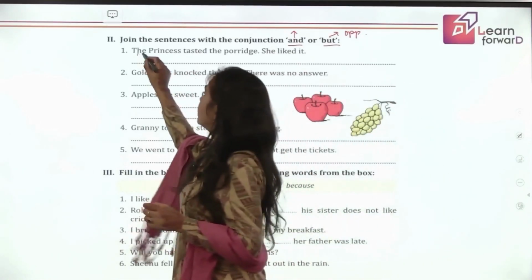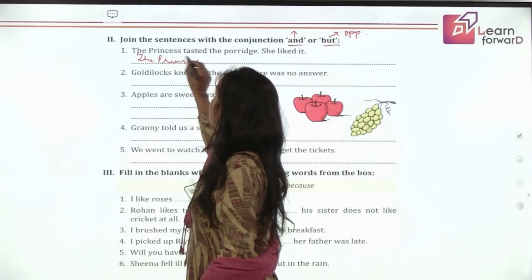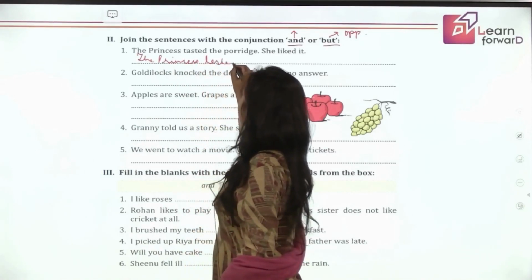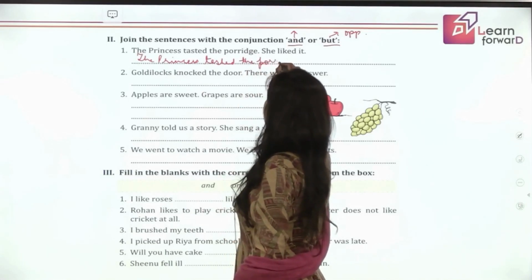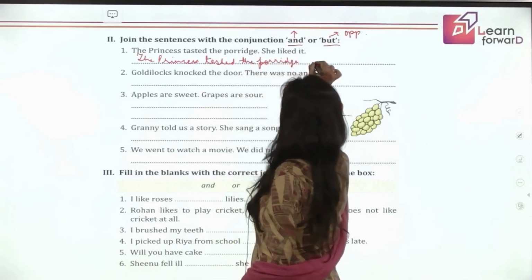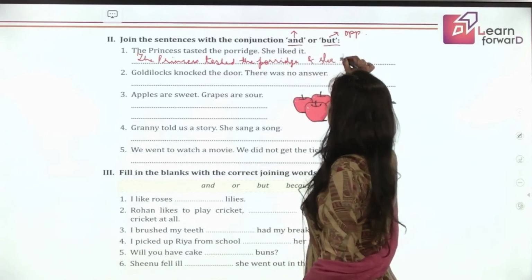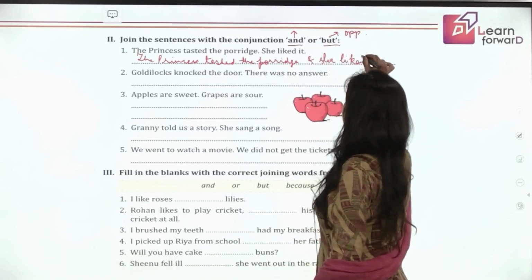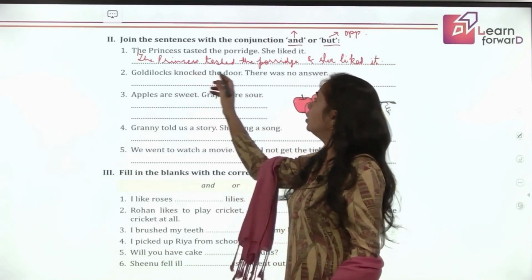So the princess tasted the porridge and she liked it. Right?